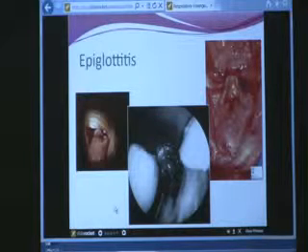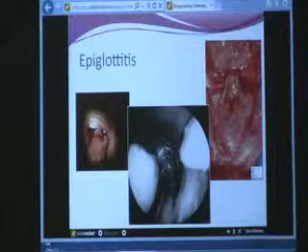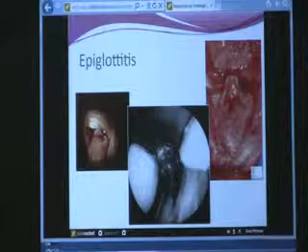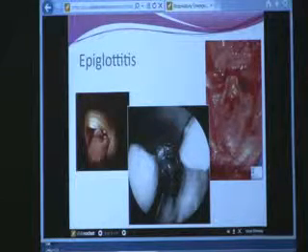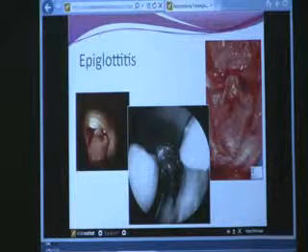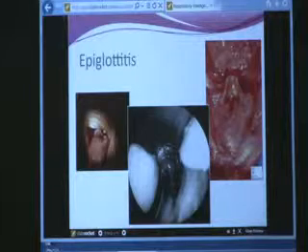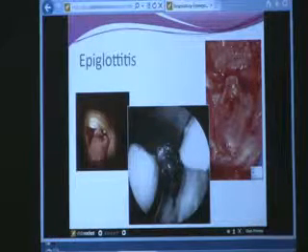Epiglottitis, we don't really see this. I don't know, when's the last time you saw a case, Dr. Muir? I've seen it in an adult one time. It was an unvaccinated adult that was from Asia, but I've never seen it in a pediatric patient.